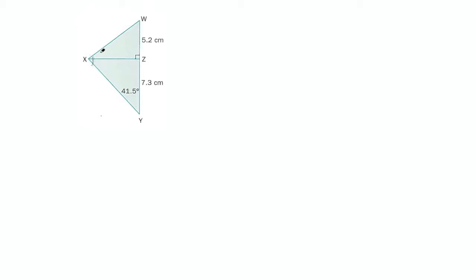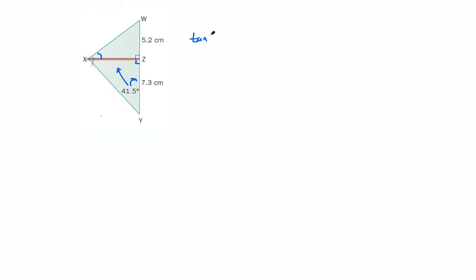So we want to find the angle WXZ. But before we start on that, let's figure out what this side is. We know this is a right angle, right? We know this angle, we know this side. If I call this X, actually let's just call it XZ, this is the opposite side here, and this is the adjacent.